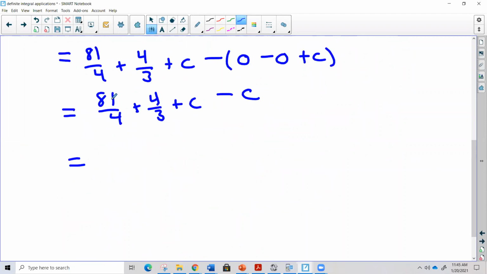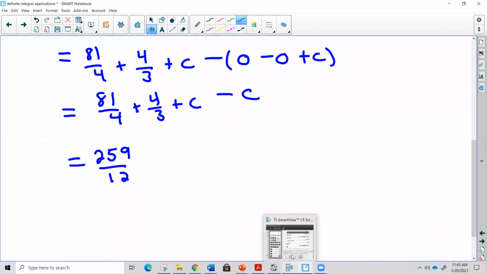And so the last step is I'm going to add the 81 over 4 plus 4/3, and I'm just going to use my calculator instead of getting a common denominator. And generally we like to leave these as fractions so that we don't have to round them. So it's 259 over 12.